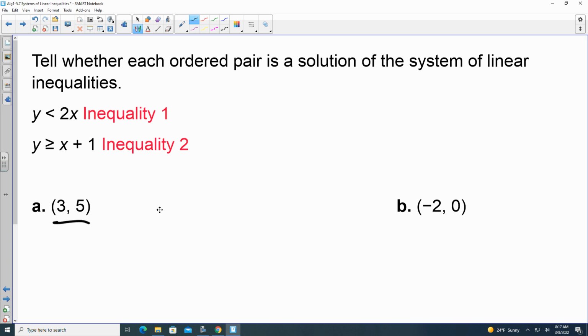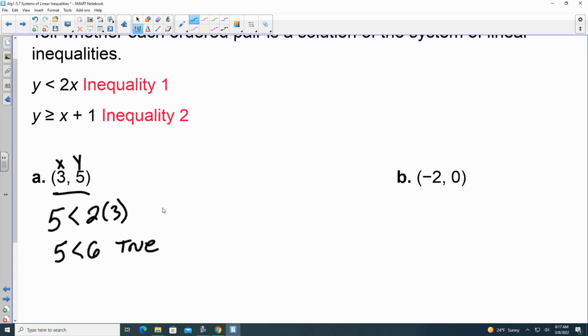For part A, I have 3 comma 5. So I have to see if it works in the first inequality. Remember that 3 is x and 5 is y. For the first one, it is going to look like 5 is less than 2 times 3. Well, what is 2 times 3? 2 times 3 is 6. So is 5 less than 6? Is that true? The answer is yes, this is true. Is that a solution? Well, we're halfway there. We have to see if it now works for the second one.